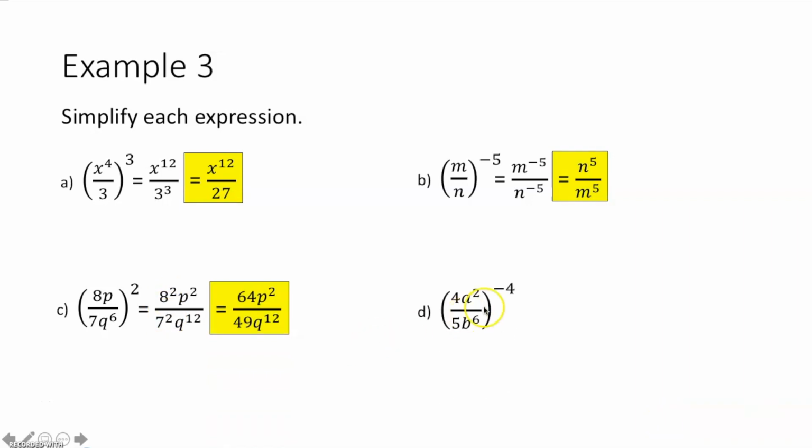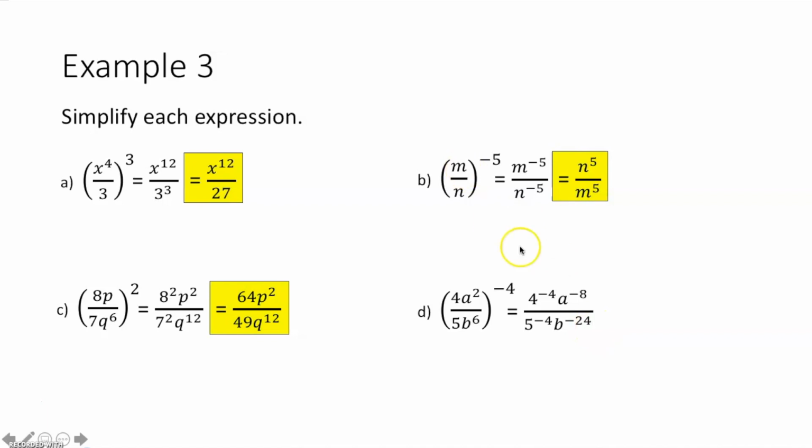For part D, doing the same thing. Again, you're raising the whole numerator to this power and the whole denominator to this power. When you raise the numerator to the negative fourth power, you need to raise 4 to the negative fourth and a squared to the negative fourth. When you raise a squared to the negative fourth, it's power to a power, so you multiply those. That's how you get a to the negative eighth. Same thing down here. It becomes 5 to the negative fourth power, and b to the sixth, all being raised to the negative fourth, power to a power, you multiply, that's how you get b to the negative 24th power.